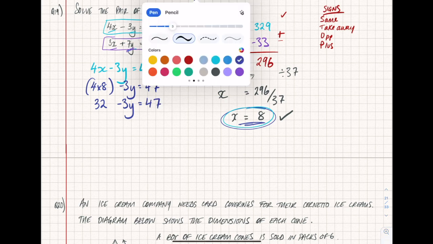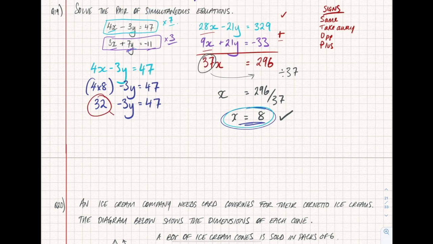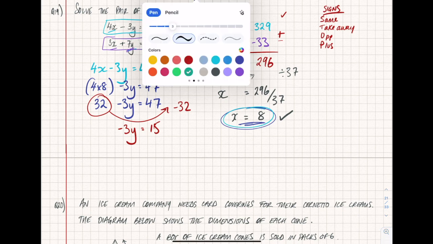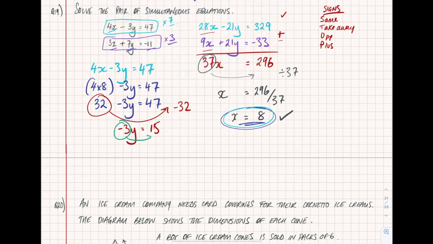Now I need to rearrange this again because I'm trying to get y on its own. So I take the 32 over, it becomes minus 32. So minus 3y is equal to 47 minus 32, which is 15. And then your final step here is to get rid of that minus 3. So it's a divide by minus 3, so it becomes y is equal to 15 divided by minus 3, which means I'm going to end up with a negative value. So 15 divided by minus 3 is minus 5. So y is equal to minus 5.